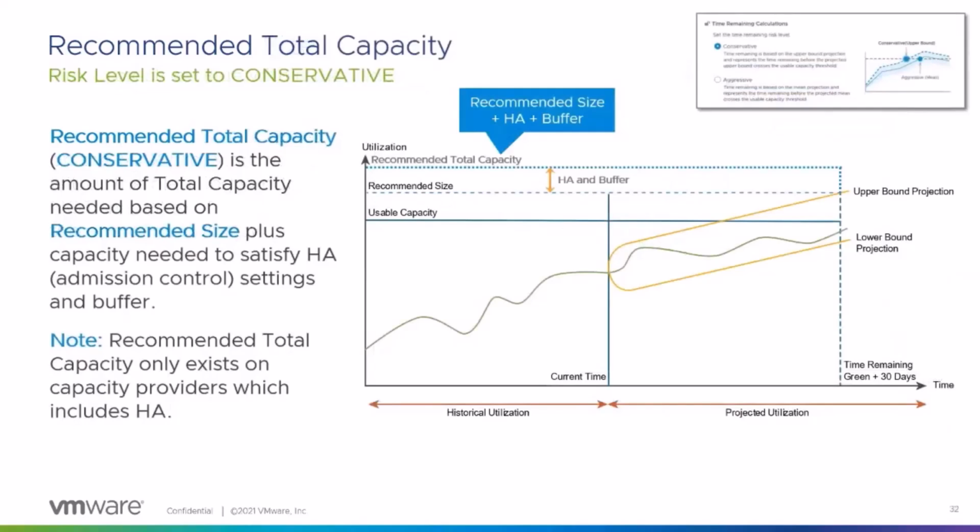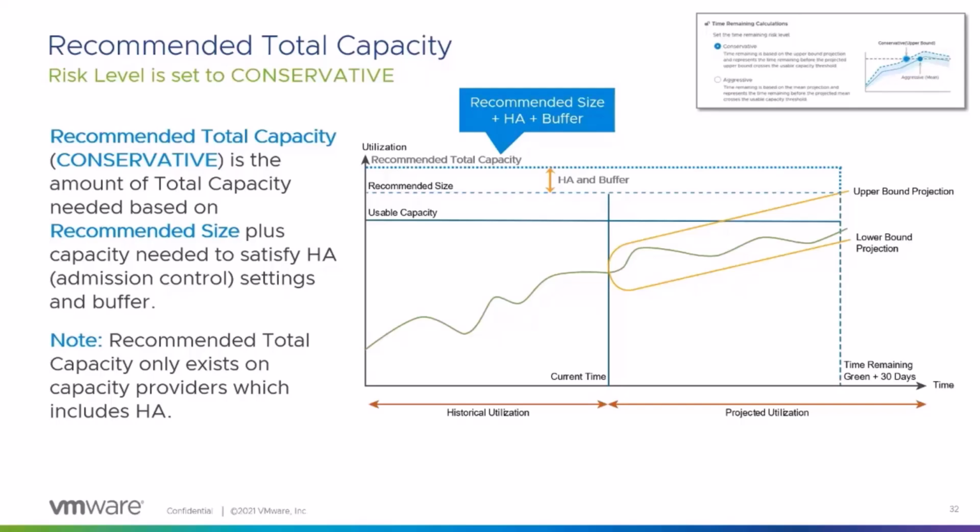So, recommended total capacity. This one only applies to objects that have HA or buffers, so this would be for something like a cluster. It functions basically the exact same as recommended size. You can see I have it on here as the recommended size, but then we add on HA and buffer based on what's configured for the cluster. We add those resources back on, and that gives us our recommended total capacity. So this is the recommended capacity of a cluster based on the projected utilization plus HA and buffer.